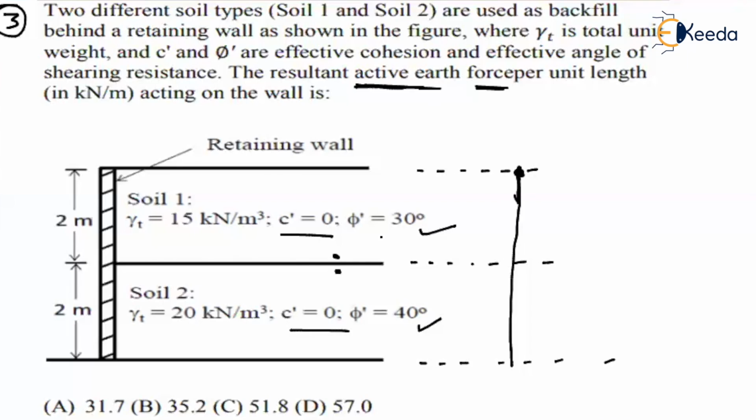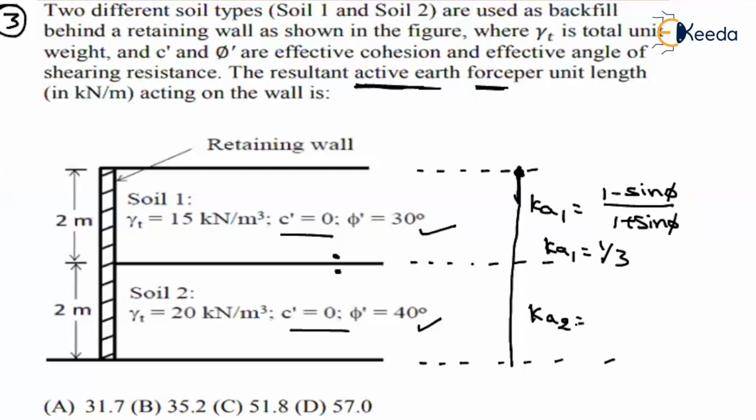So in this layer, how much is the value? Phi equal to 30 degrees. That means whatever the Ka in soil 1, that will be equal to (1 minus sin phi) divided by (1 plus sin phi). If you substitute phi equal to 30, how much will you get? You will get 1 by 3. For soil 2, again substitute phi equal to 30. Then you will get a magnitude of 0.217. That's it.